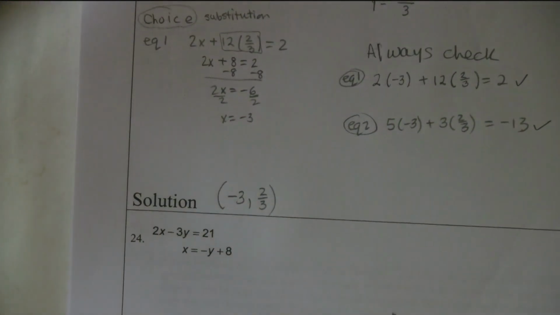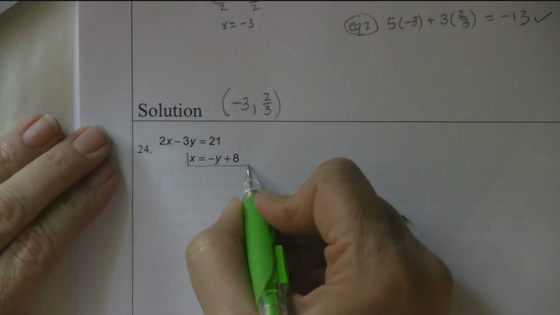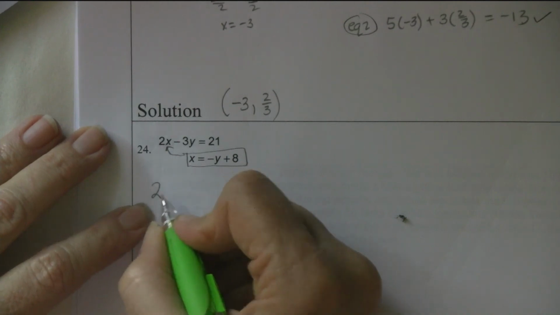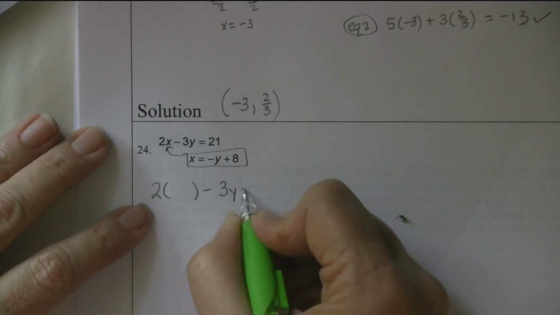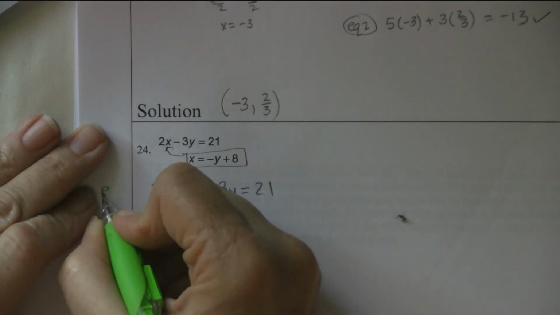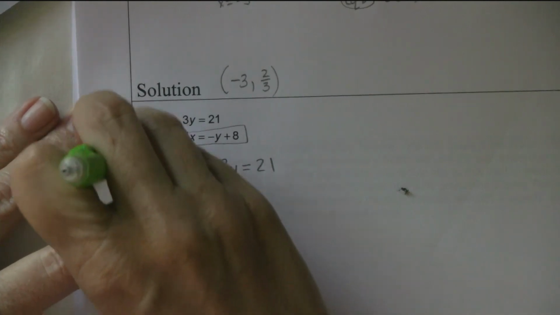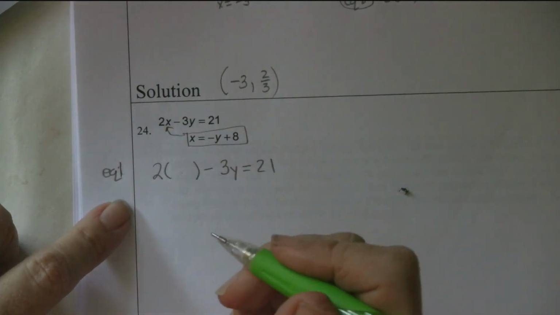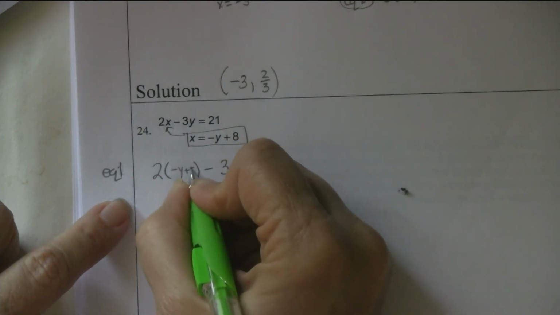This next one is set up to use substitution, so I'm going to just go with it, and I'm going to be plugging in right in here. So the form is 2 times x, right, minus 3y equals 21. So this is my equation 2, right? I like to write equation 1. I like to write that equation down, and I like to put a big old blank right there, and I'm going to fit in here -y plus 8.